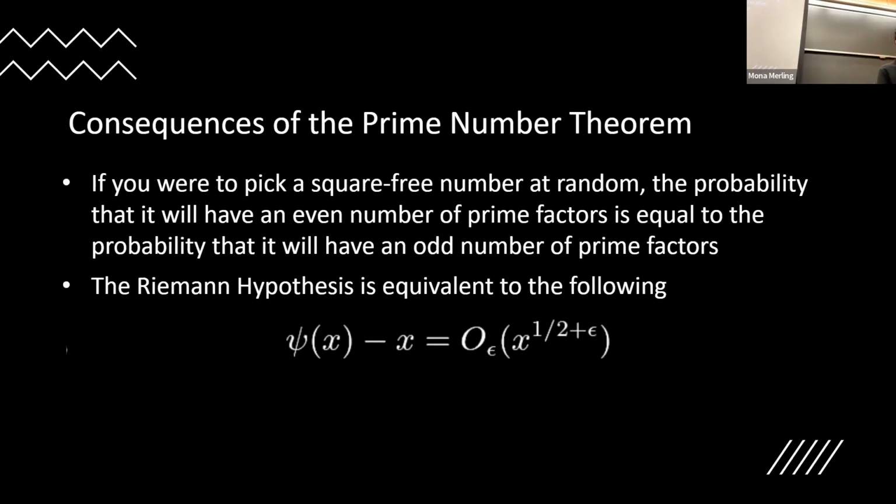Interestingly enough, the error bound for psi of x minus x is equivalent to the Riemann hypothesis: psi of x minus x is equal to big O of x to the half plus epsilon for all epsilon greater than 0 is actually equivalent to the Riemann hypothesis. So if anyone here wants to tackle that problem, you could also try proving this.